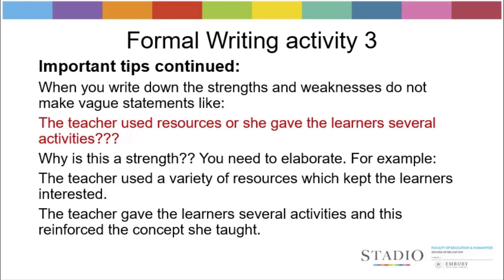When you write down the strengths and the weaknesses they ask from you in this activity, please make sure that you don't make use of vague statements, for example, for a strength of the lesson. Please don't just write down something like the teacher used resources in her lesson, or she gave the learners a variety of activities. That answer will not be good enough, because I need to have a clear understanding why you think that is a strength, or when you get to the weaknesses, why you feel that was a weakness.